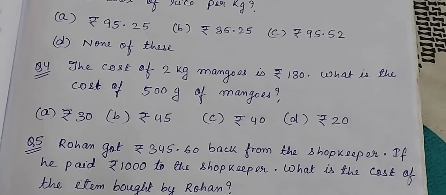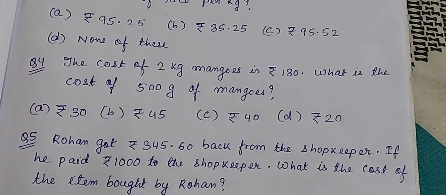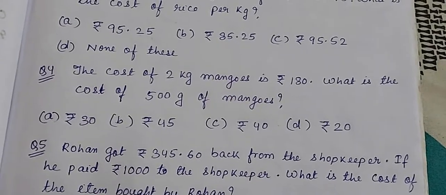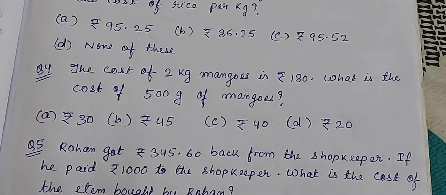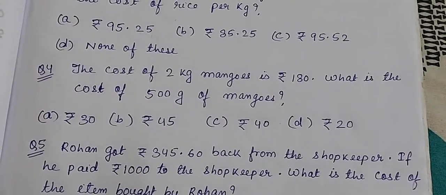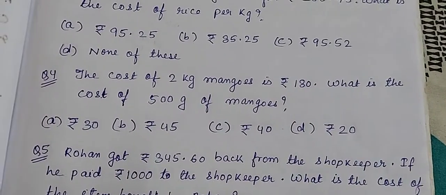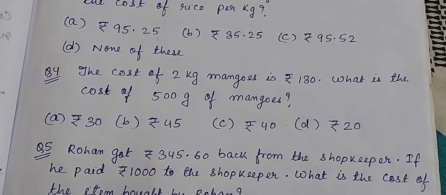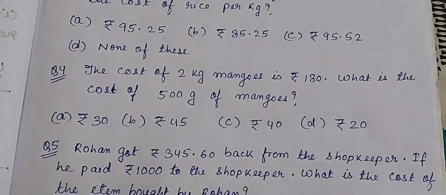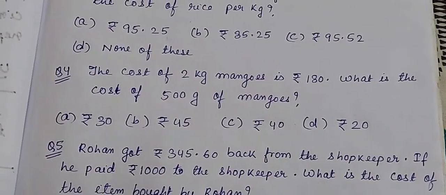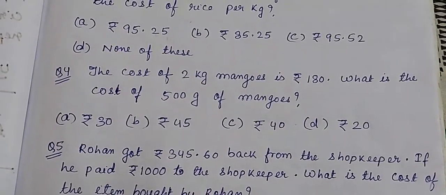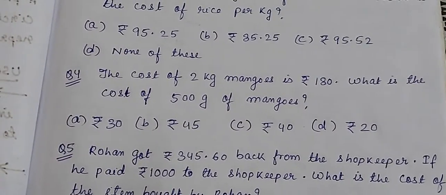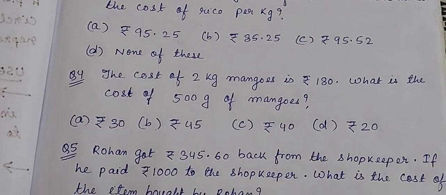Now, the next question. Cost of 2 kg mangoes is rupees 180. What is the cost of 500 grams of mangoes? See, the cost of 1 kg mangoes is what? It will be half of 180, because the cost of 2 kg mangoes is rupees 180. So 1 kg mango means half of 180. Then 500 grams is equal to half kg. So after taking out half of 180, whatever amount you have got, from there you again take out half. So that will give you an answer.